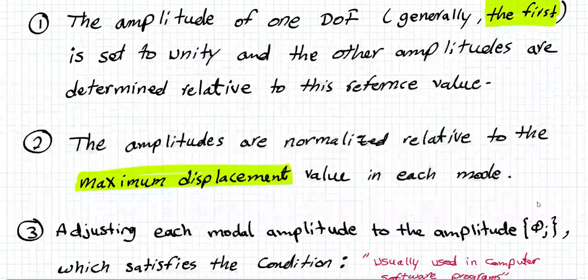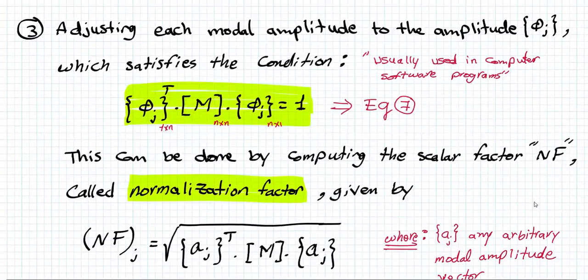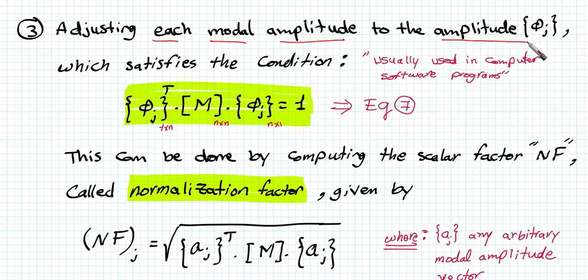Now the third method, which is the important one and actually the most commonly used for software programs, is by adjusting each modal amplitude to the amplitude, which we call the vector phi j, which satisfies this condition. We are going to look at this condition and understand it. There is one important hint regarding this way of normalization: it is usually used in computer software programs.